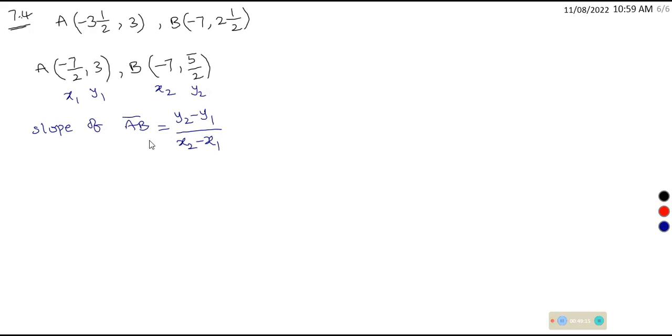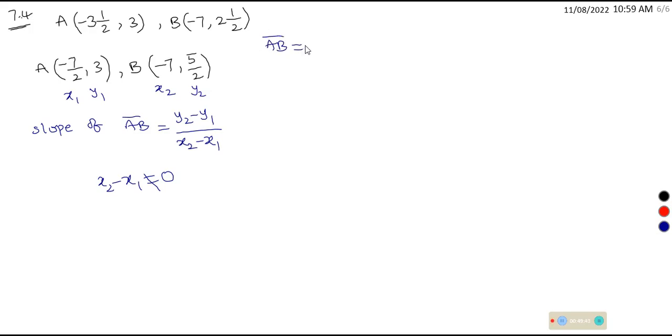Here x2 minus x1 should not be equal to 0. Remember, the denominator should not be equal to 0. If the denominator equals 0, then it becomes undefined, because anything divided by 0 is not defined. So x2 minus x1 should never be equal to 0. Now we will find the slope of the given problem.